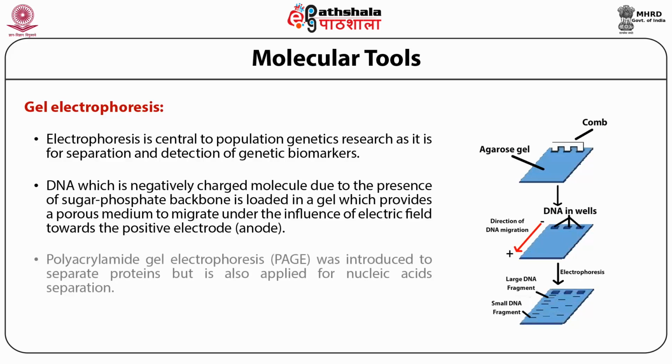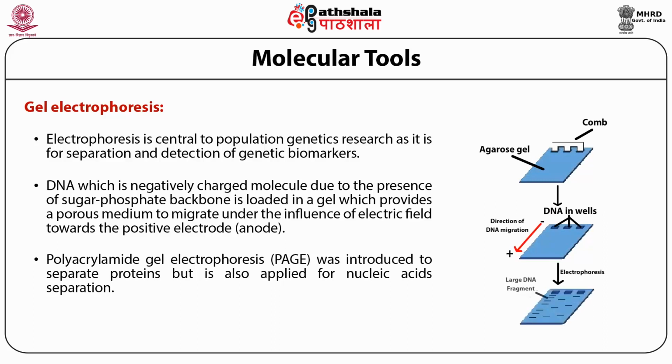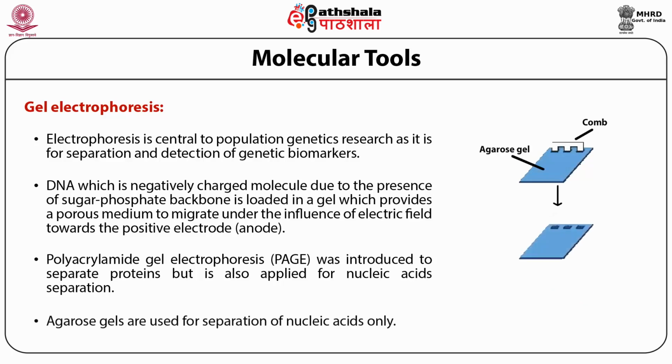Two kinds of gels have been used most widely. First is polyacrylamide gel electrophoresis, that is PAGE, which was introduced to separate proteins but is also applied for nucleic acid separation. Agarose is extracted from seaweed and is available as a powder, which is suspended in a standard buffer to make a solution that solidifies at room temperature. Agarose gels are used for separation of nucleic acids.